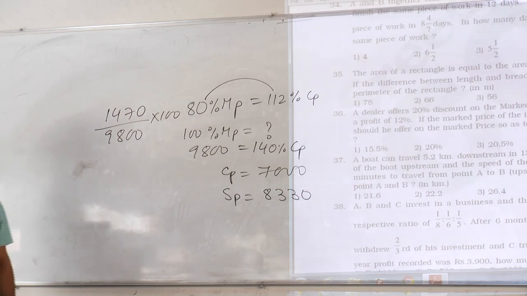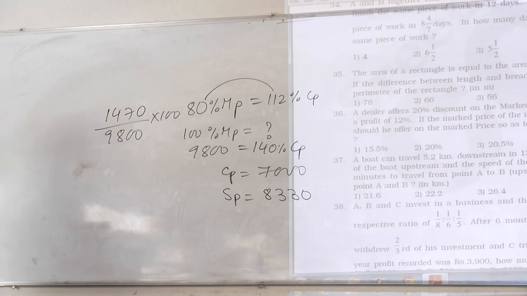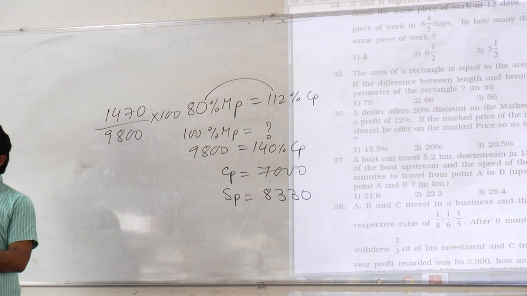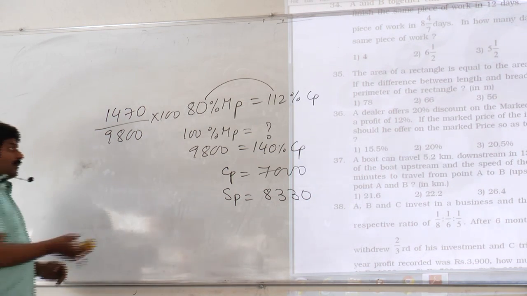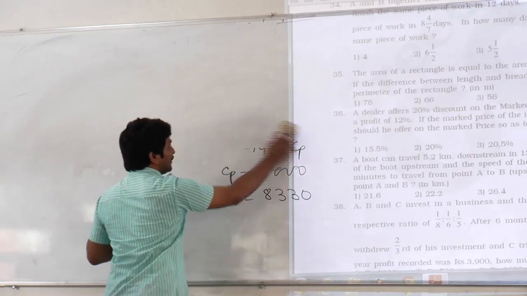37. A boat can travel 52 kilometers downstream in 13 minutes. The respective ratio of speeds of boat upstream and speed of the stream is 6:1. If the boat takes 74 minutes to travel from point A to B upstream, what is the distance from A to B? Now, if you are asked about distance, you need to know speed. Which speed?